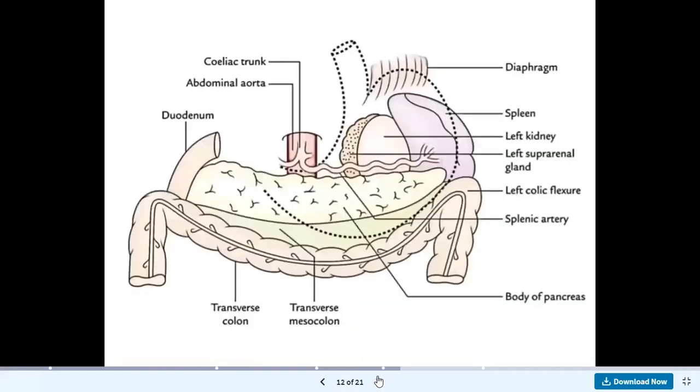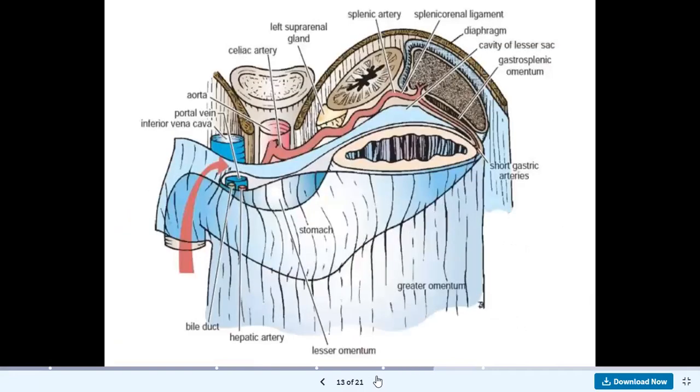Okay, good. So let's look at the blood supply. I think the diagram is simply trying to explain what we already said about the relation of the stomach. That is what this diagram is talking about. Let's go to the blood supply.